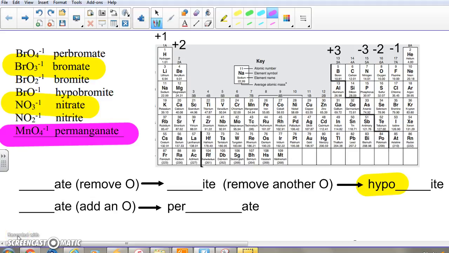Do be careful though. Permanganate, people have trouble spelling it. It's got the word man in the middle. Manganate. Not to be confused with magnesium. People often get manganese and magnesium confused. Man. Permanganate. This is manganate. So we've got our Mn, not our Mg. Please don't confuse the two.